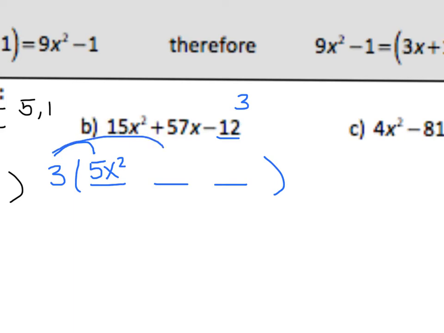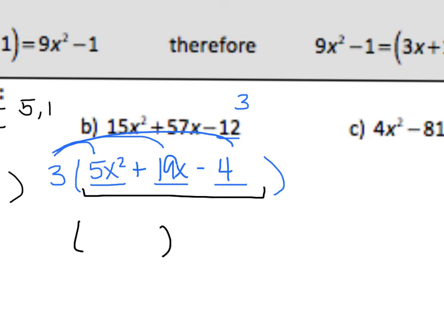3 times what will get you back to 57? That answer will be 19x, with an addition sign in between. And 3 times what will get you back to negative 12? That answer is negative 4. So now what we want to do is decide if we can factor the leftovers, if we can factor these guys some more.